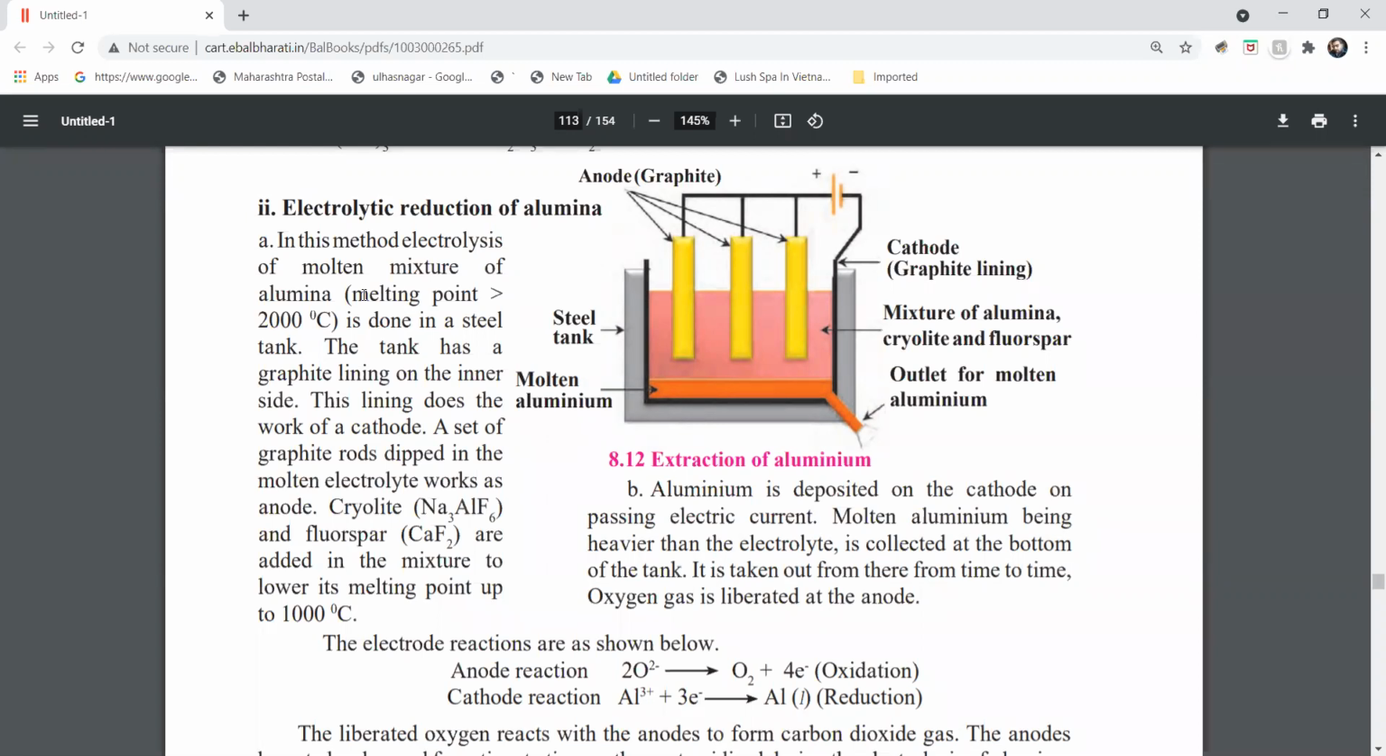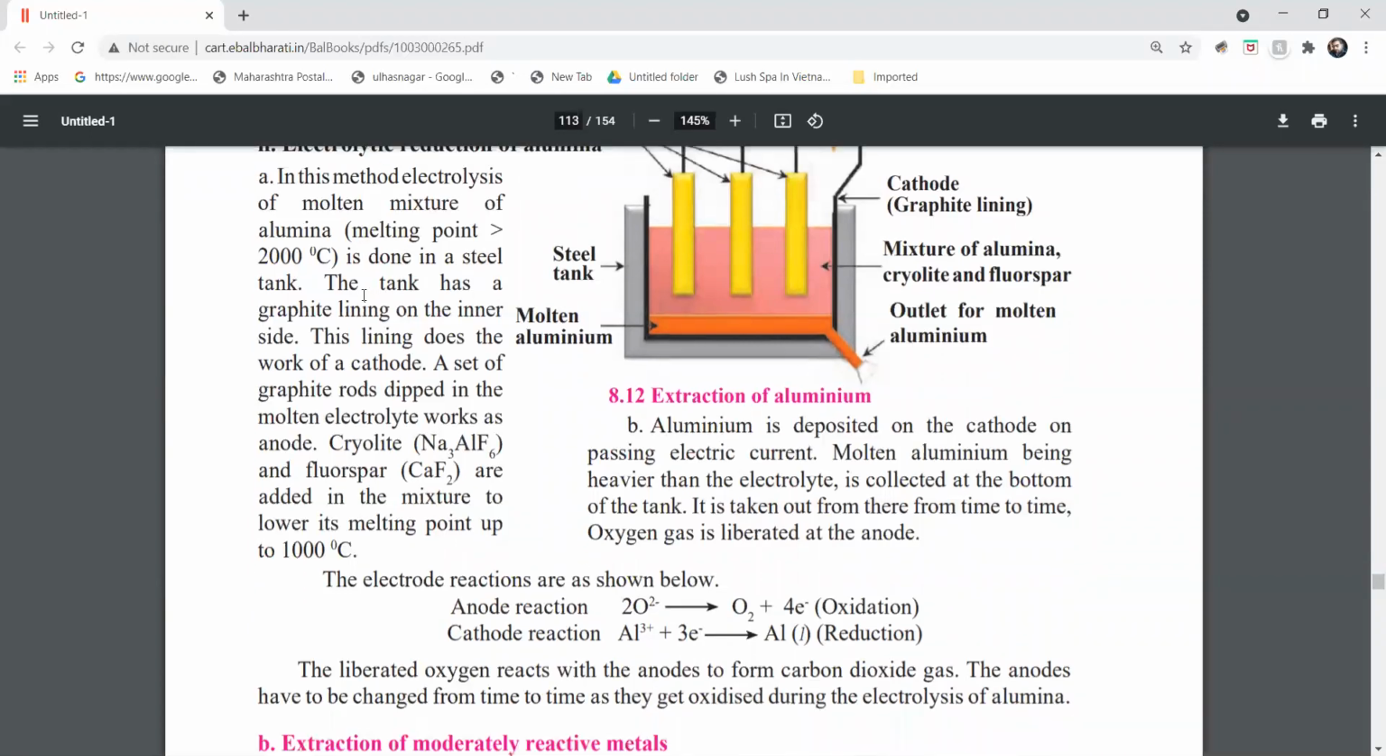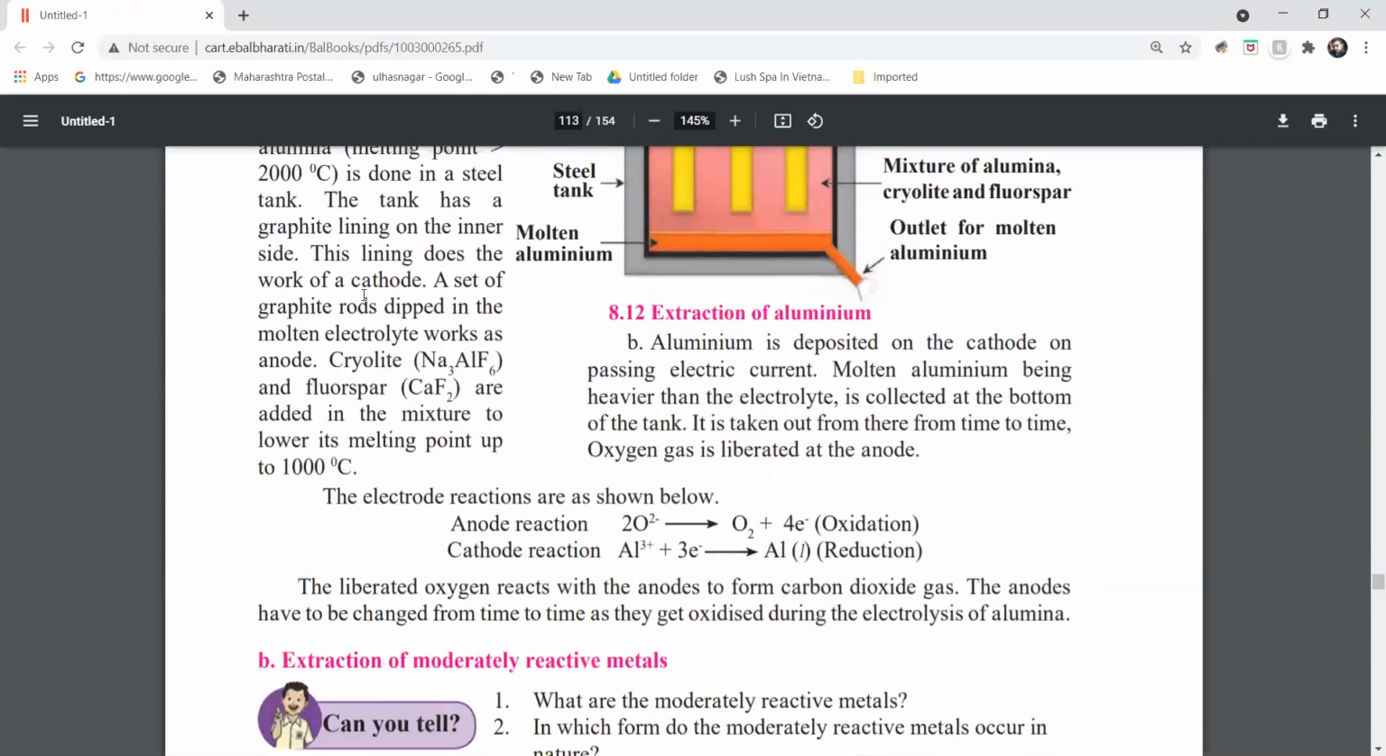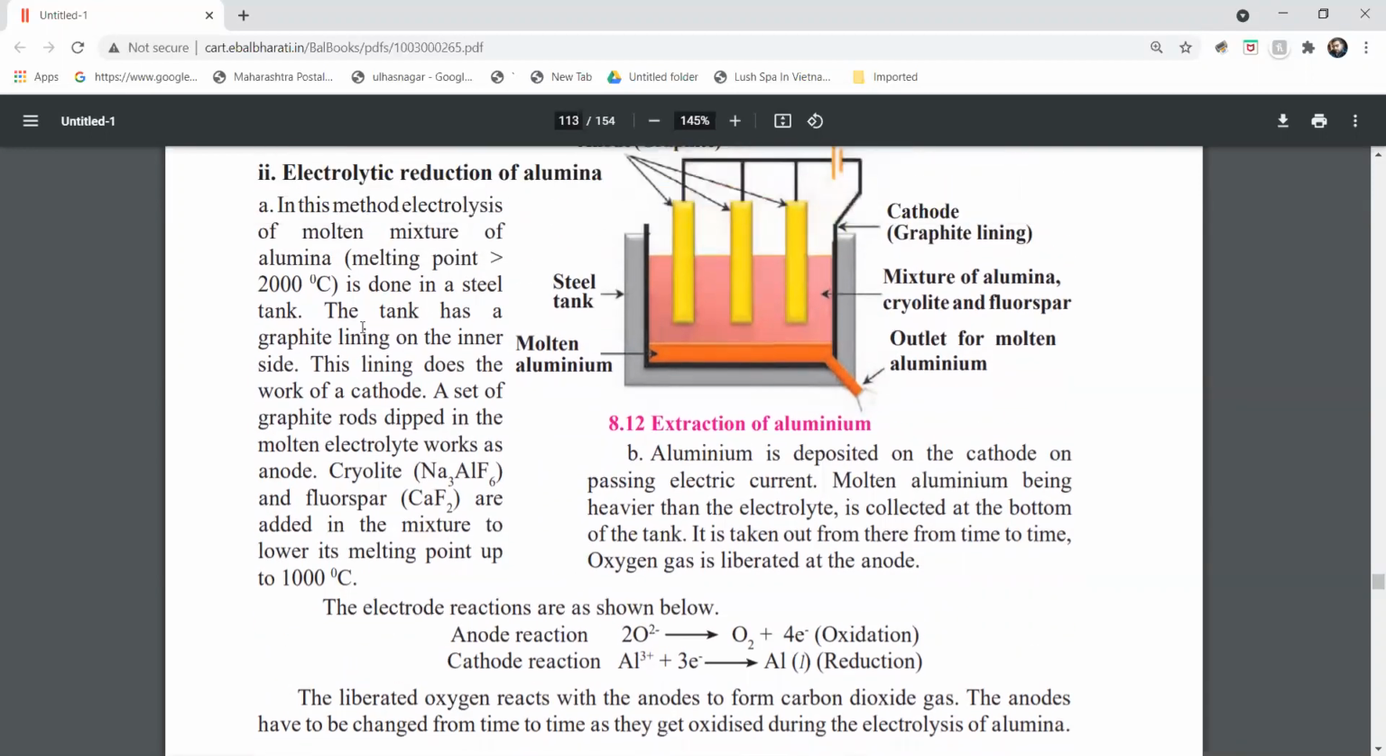And then molten aluminum, because it is heavier than the electrolyte, gets deposited at the bottom. And that is how you get aluminum out. And whatever oxygen was there is released at the anode. So it's simple: there is a reduction with 3 electrons added to aluminum ion, and you get aluminum. And in the anode reaction, you have 4 electrons removed from the oxygen. Whenever the liberated oxygen reacts with the anodes, it forms carbon dioxide gas, and the anodes have to be changed because they will get oxidized every time electrolysis of alumina is done.